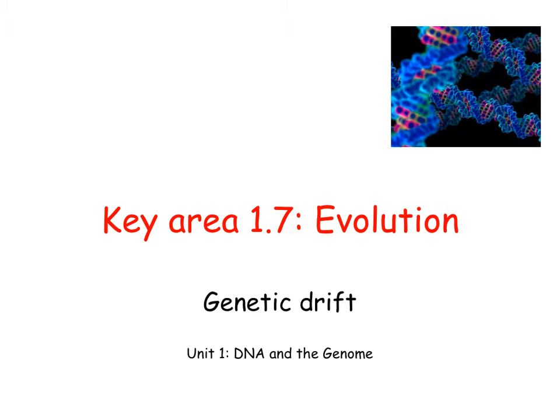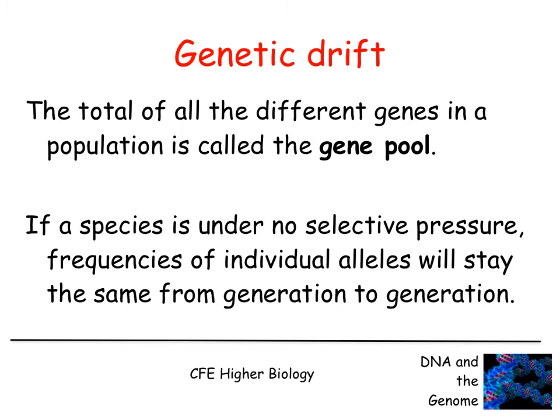Now this is the second last video in Key Year 17, looking at something called genetic drift. So when we're going to be looking at genetic drift, you have to think first of all about, say, a total population. And we talked before about when you've got a population, you've got all sorts of different genes that are in there. That's called the gene pool.